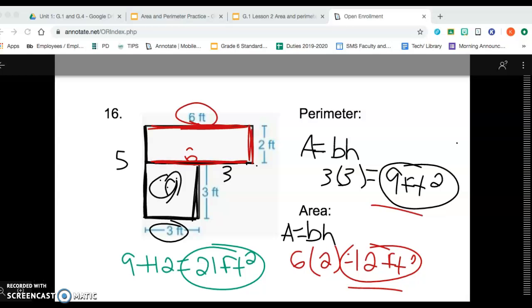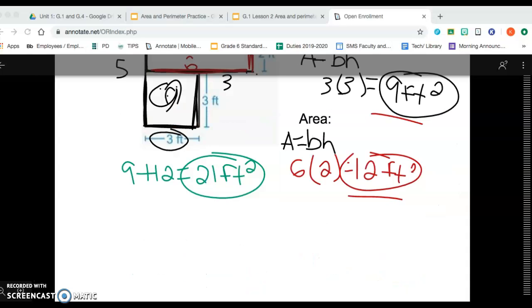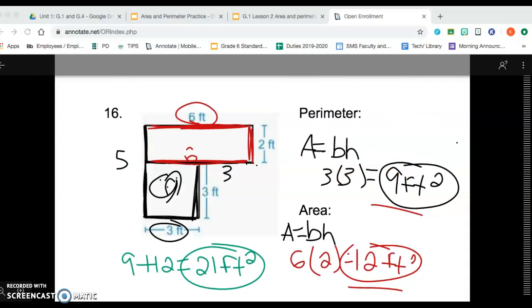Okay, so make sure you have all this copied down, and then you guys can continue to work on the rest of the problems. And if you have any questions, just let me know.